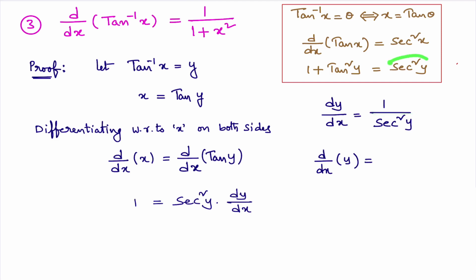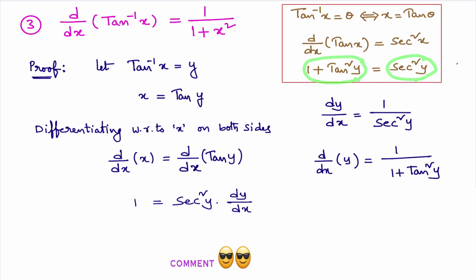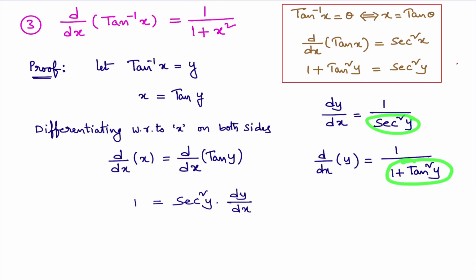You know this formula. See, secant square theta equal to 1 plus tan square theta. So secant square y can be written as 1 plus tan square y. This is a trigonometric identity. In the trigonometry chapter we learned this formula. So here secant square y is there. Now this secant square y can be written as 1 plus tan square y. I hope you are understanding.